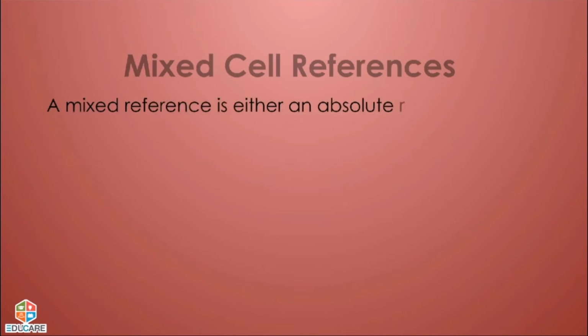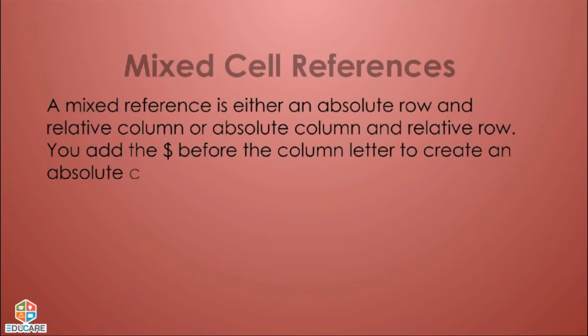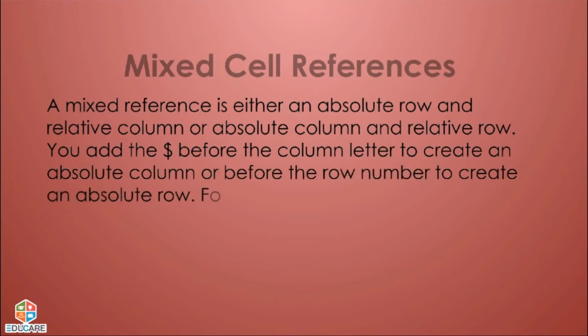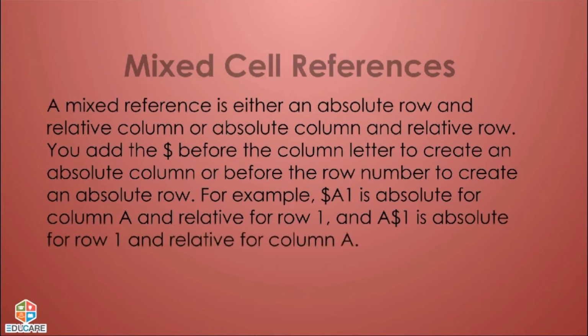Mixed cell references. A mixed cell reference is either an absolute row and relative column, or an absolute column and relative row. You add the $ before the column letter to create an absolute column, or before the row number to create an absolute row. For example, $A1 is absolute for column A and relative for row 1, and A$1 is absolute for row 1 and relative for column A.